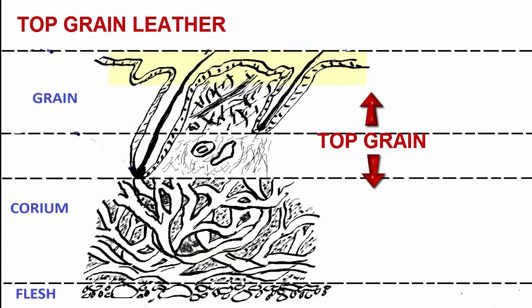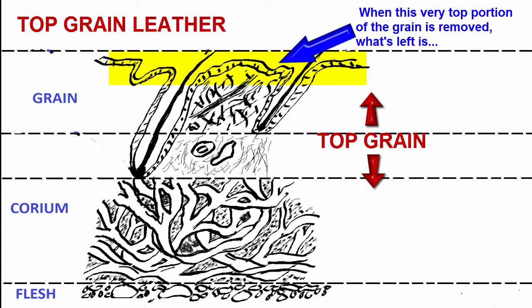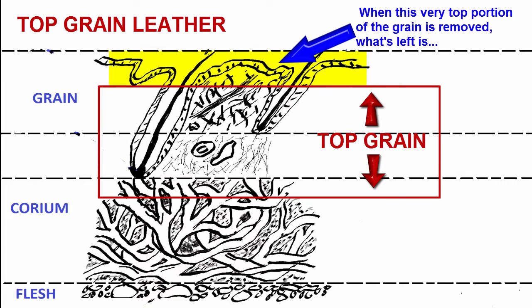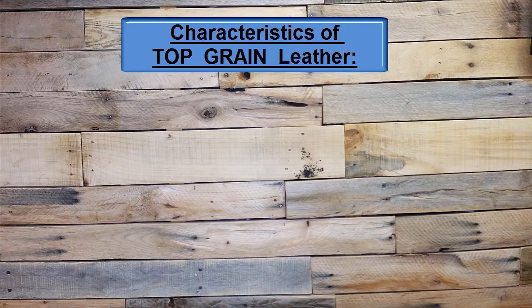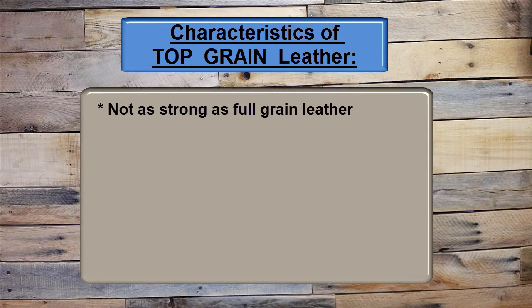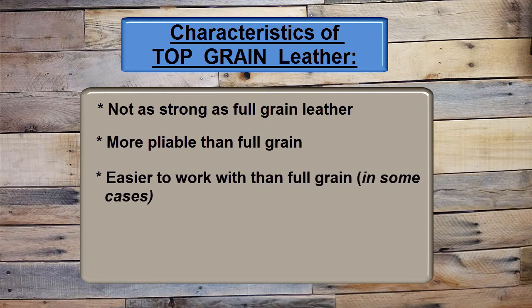When the very top of the grain is sanded or buffed to remove imperfections, what's left is called top grain leather. Removing the very top portion of the grain removes the tightest portion of fibers, which leaves top grain leather not quite as strong as full grain leather. However, it does make top grain more pliable and in some cases easier to work with when compared to full grain leather.